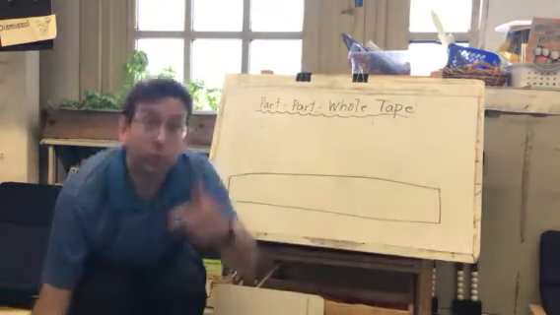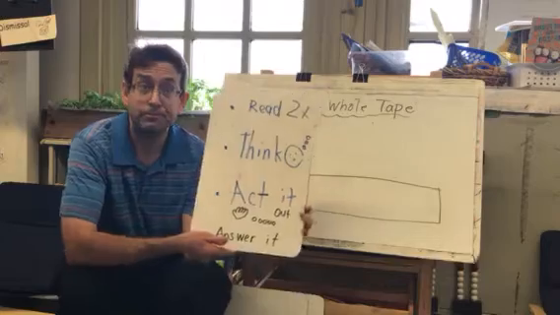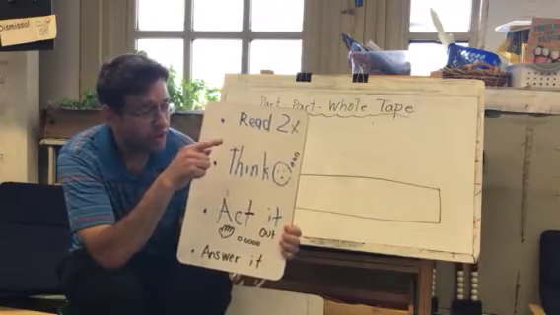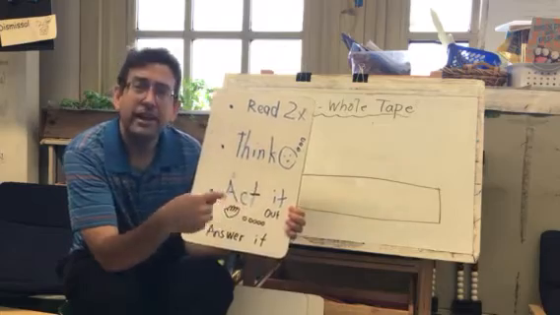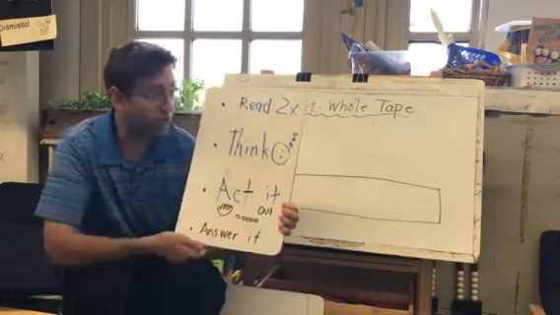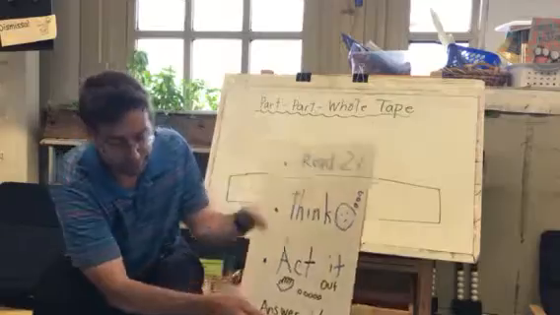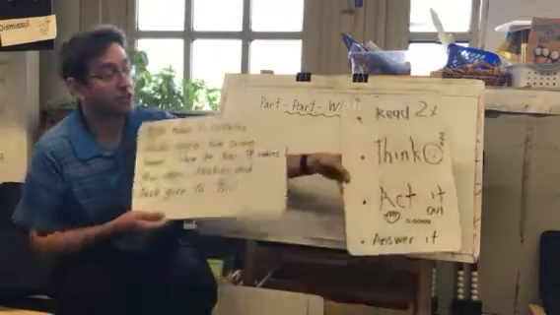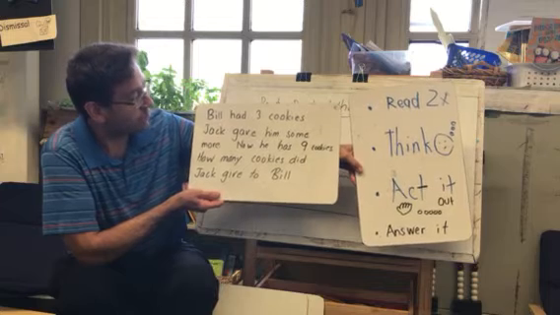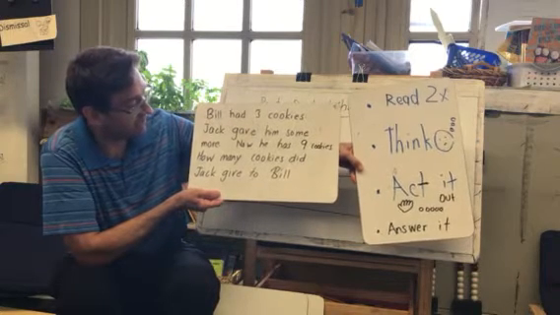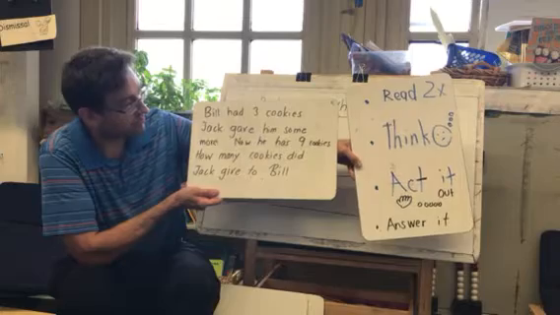Now here's the thing. When you're solving a word problem, this is what you do. You read it twice, you really think about it, you act it out, and then you answer it. So let's do this for the problem we just saw. Let's read it twice. Bill had 3 cookies. Jack gave him some more. Now he has 9 cookies. How many cookies did Jack give to Bill?